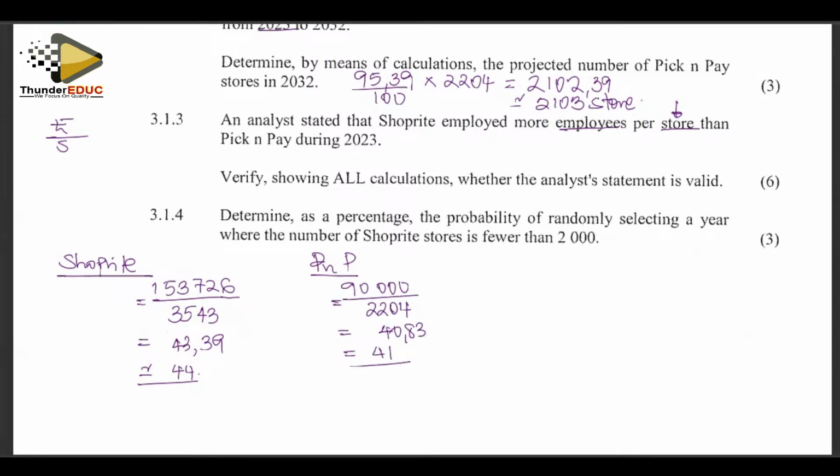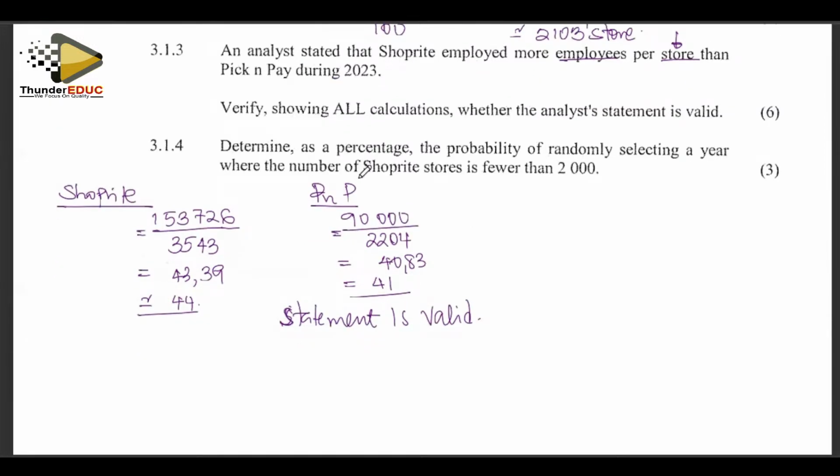So they are saying, analysis says, verify showing calculation whether the analysis statement is valid. It says that ShopRite employed more. So the statement is what? The statement is valid. It's a valid statement. Statement is valid.